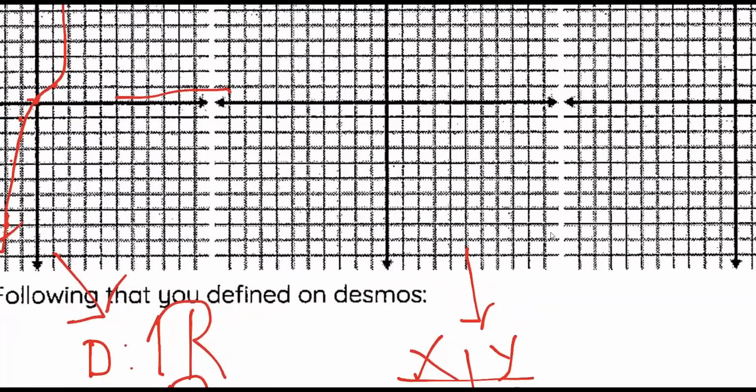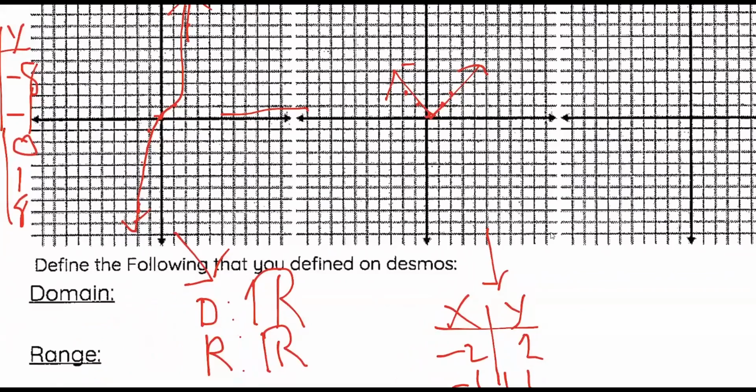If you graph it, an absolute value makes a V shape. Oh, it should be 2, 2. So I'm just plotting those points: 0, 0, 1, 1, -1, 1, 2, 2, and then -2, 2. And then you just connect it with a sharp V.